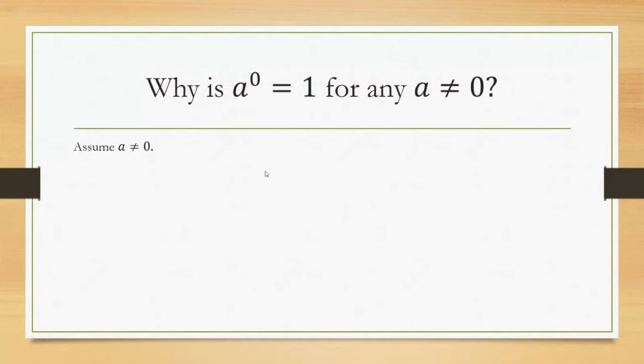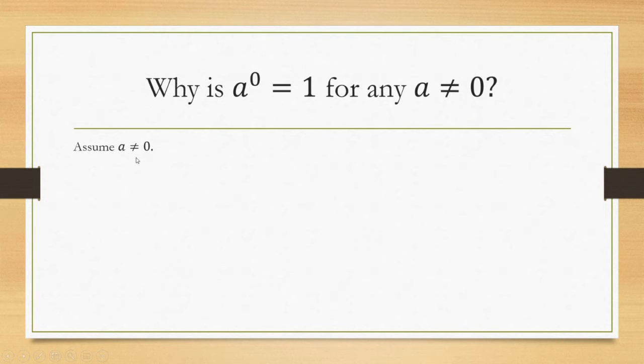Okay, now, remember how I said that a to the 0 is 1, right? If a is not 0. Mathematicians like to prove statements, so we're going to actually give a short proof why that's true, why a to the 0 is 1 for any non-zero a.